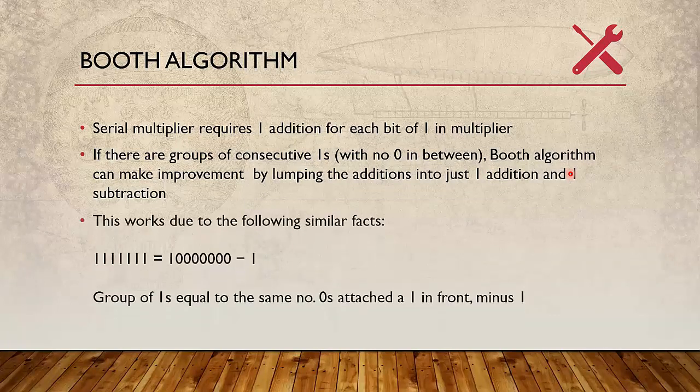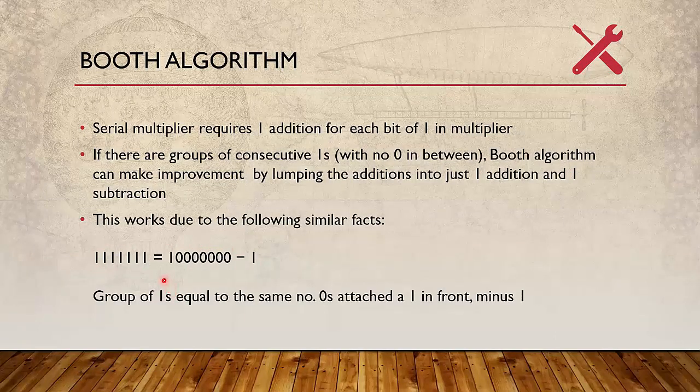How is this possible? It's due to this binary equation. If we have a group of ones like this, it is the same as the same number of zeros like this, attached with a 1 in front. So we have over here 7 ones and also 7 zeros. We attach a 1. So this group of ones in binary is equal to a single 1 and the same number of zeros, subtract 1, that is, 1 minus 1.